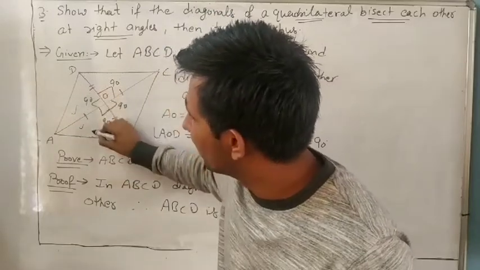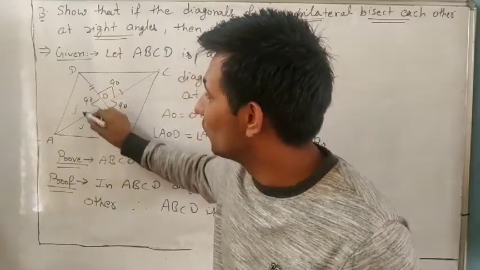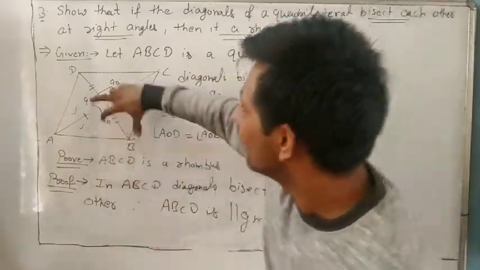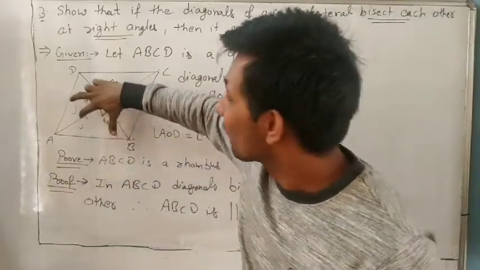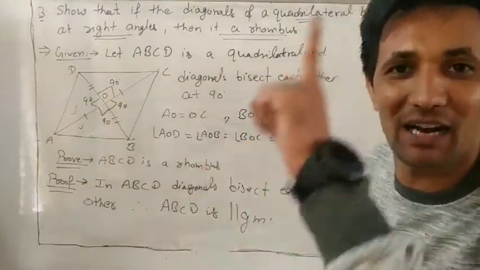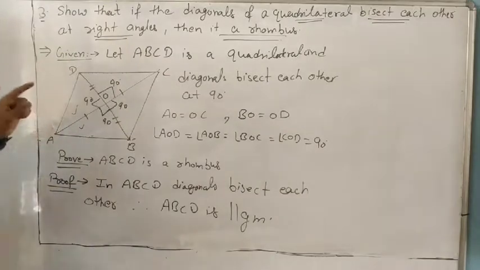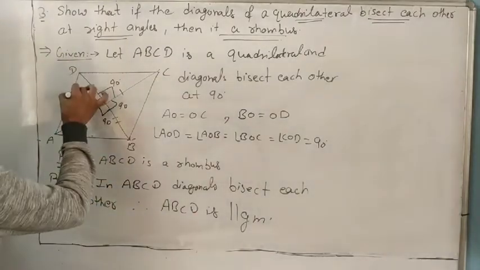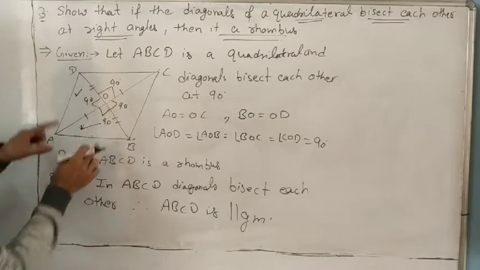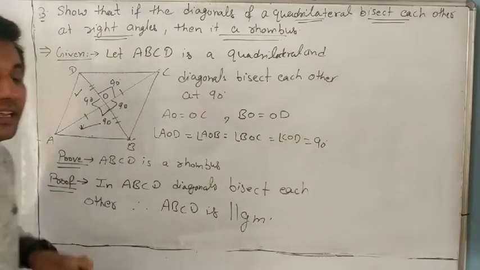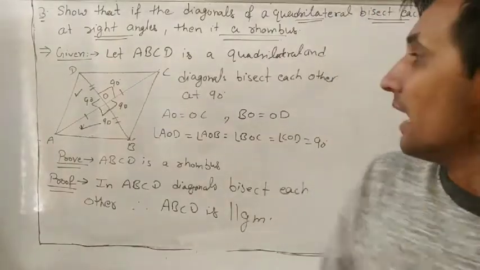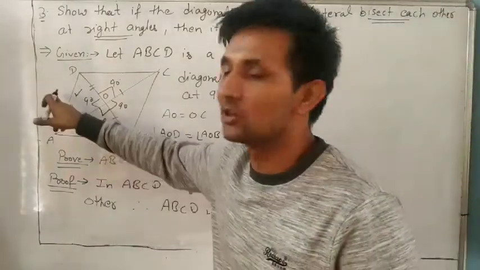And if in two triangles you want to prove that two sides are equal, we have to show that these two triangles are congruent. Why? Congruent means corresponding parts are equal. If we prove that this triangle and this triangle are congruent, we will say that AB equals AD, and we will prove that AB and AD are corresponding parts. If they are corresponding parts, therefore AB equals AD.